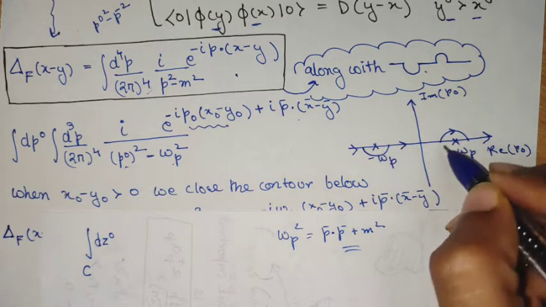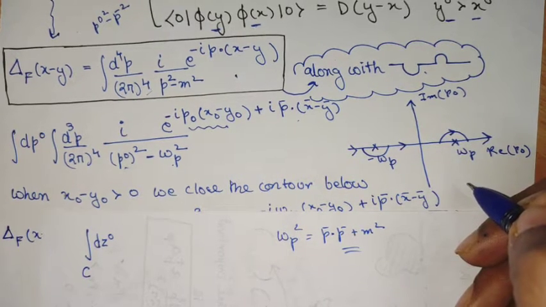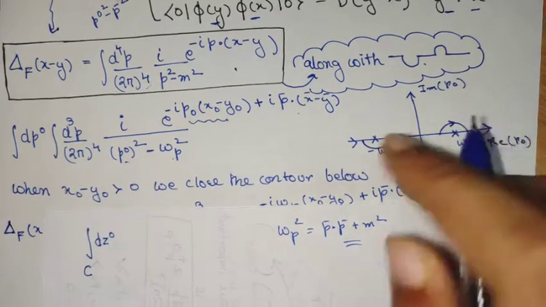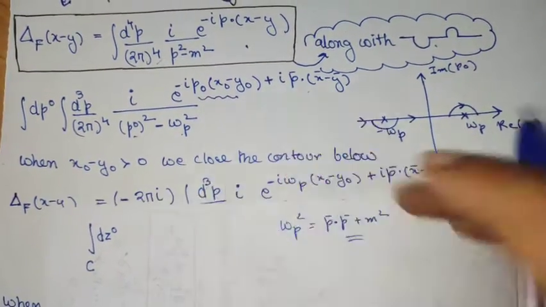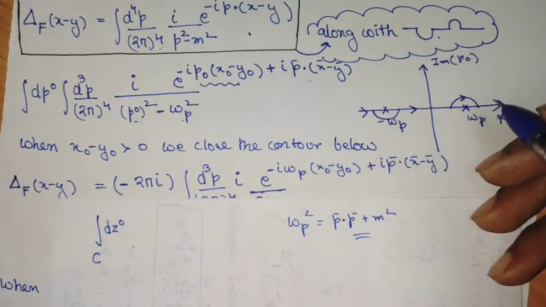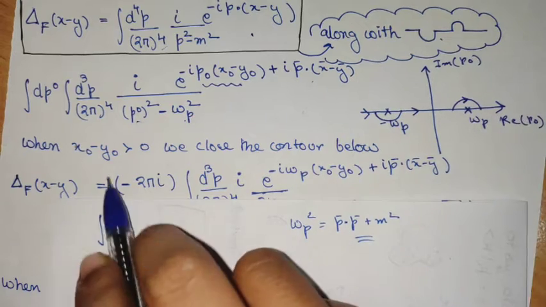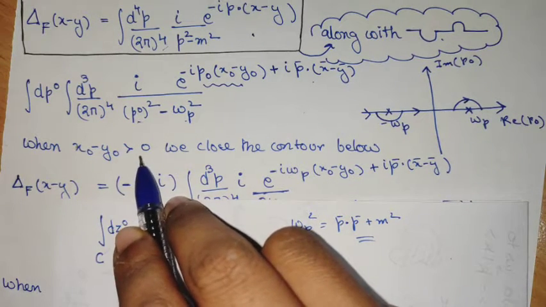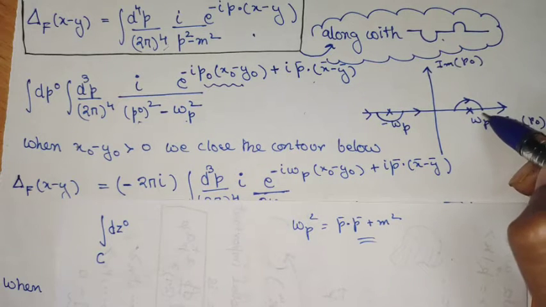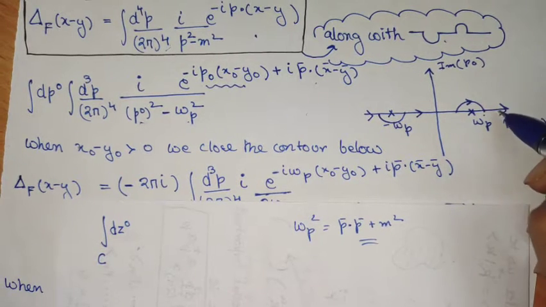We will see different choices of contour also in other videos. So once I have chosen this contour, now what I need to do is complete the contour and then just evaluate this integral. So now when I choose this contour, suppose x0 minus y0 is positive, now I have to close the contour in one way or the other way.